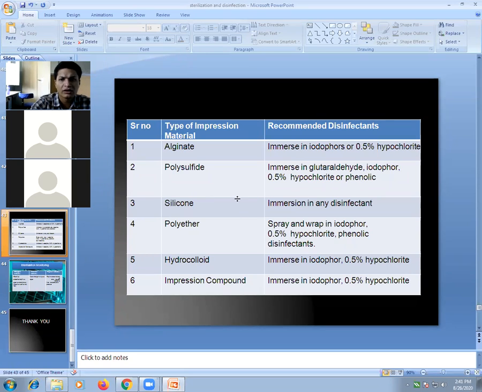If it is silicone, immersion in any disinfectant is feasible. If it is polyether, spray and wrap in iodophor, or you can use 0.5% hypochlorite and phenolic disinfectants. If it is a hydrocolloid, immerse in iodophor and 0.5% hypochlorite. And if it is an impression compound, again you can use iodophor and 0.5% hypochlorite solution for disinfection.